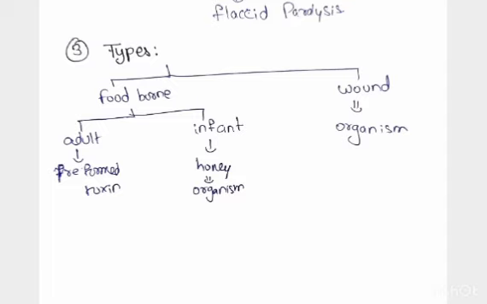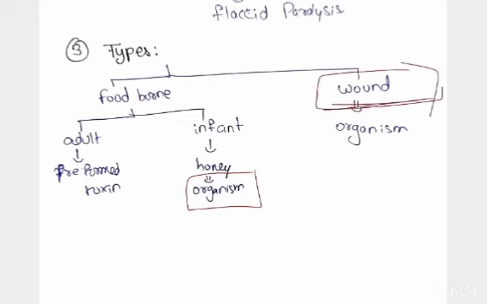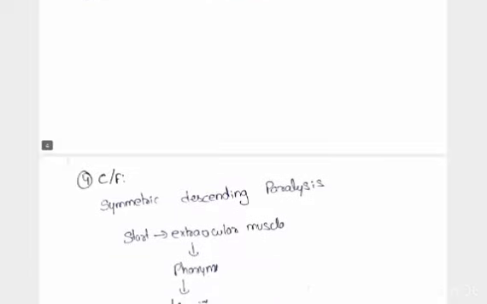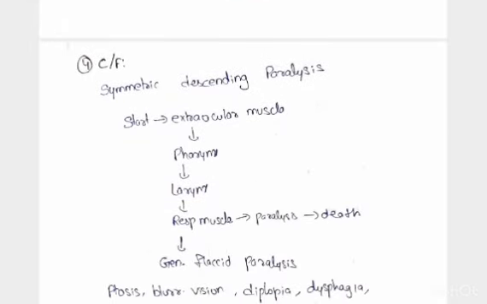In infants, there is a practice where prelacteal feeds are given, where honey is given to the infant. And the honey contains this organism but not toxin. When this organism enters the infant, it causes the release of the toxin, which causes the paralysis. And the second type is wound, where the organism enters the body through the wound site. These are the types. Now we'll come to the clinical features.